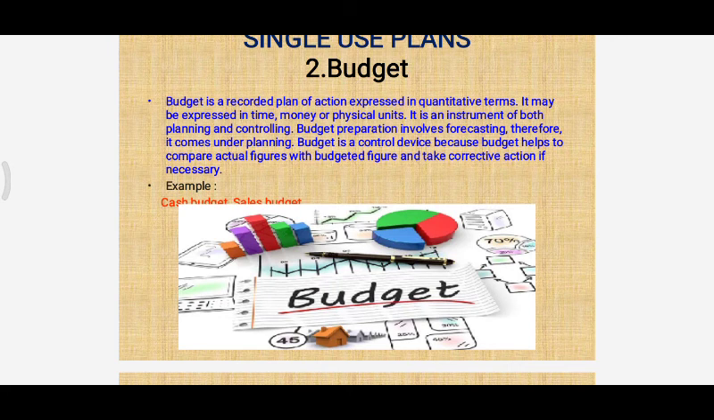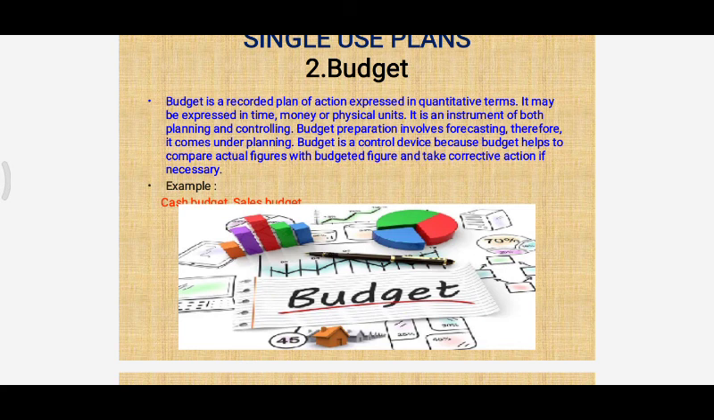It may be in terms of time, it may be in terms of money, it may be in terms of units. So budgets are used both for planning as well as for controlling. Budgets always involve forecasting about the future. That's why it comes under planning. Actually, budget is a controlling device because budget gives us expected statement where we want to reach.